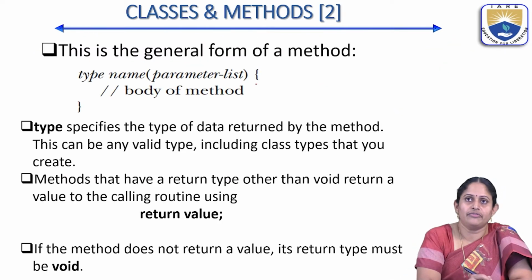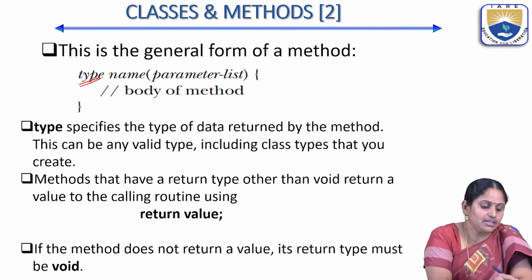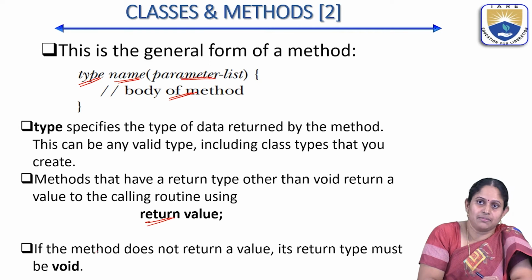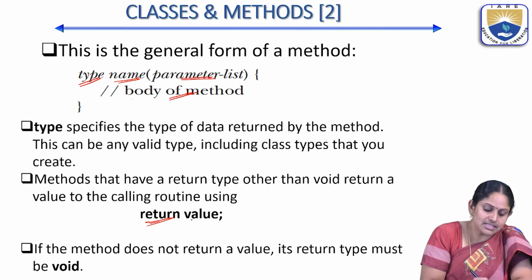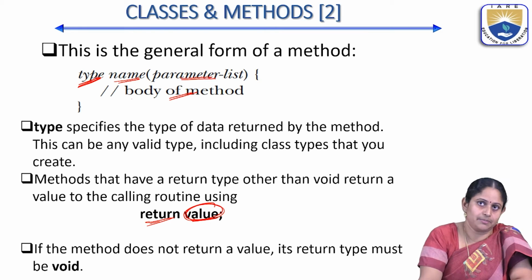Now this is the general form of the method, wherein you have the type, which is the return type of the object, the name of the method, which can be the function name. It may or may not have the parameter list, and the body of the method. Now, if this method is returning some value back to the calling function, then you have to use the return statement. And whatever is the data type of this value, or the return type, has to be specified as this part.